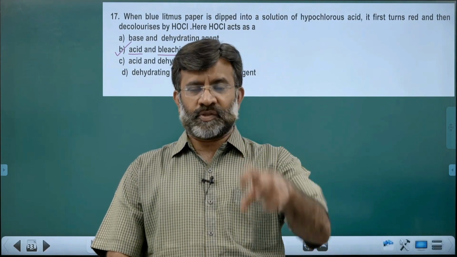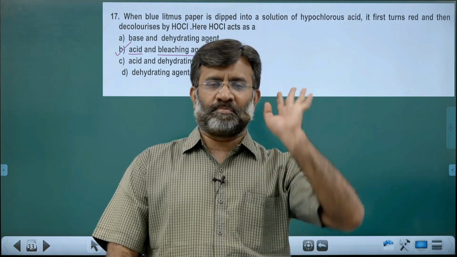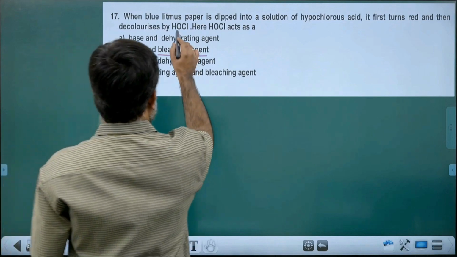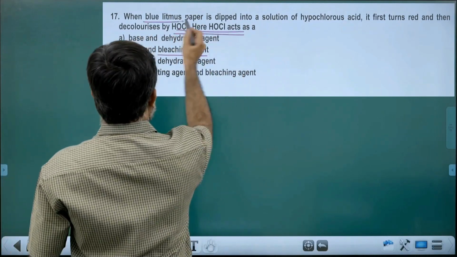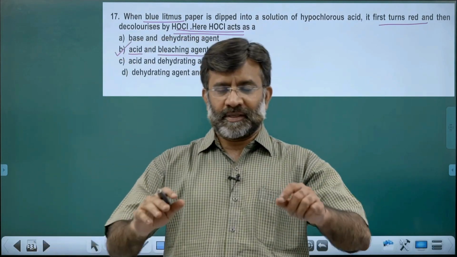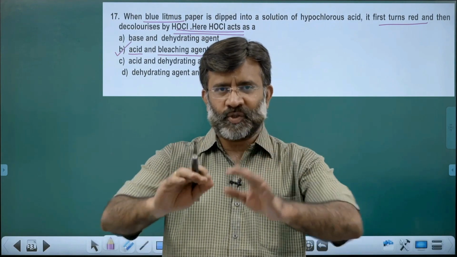Because it is a bleaching agent, that red color finally disappears, bleached. Hope it is clear. See, this is an acid. Therefore, blue litmus turned red. Hope it is clear. Now, this is also liberating nascent oxygen. So, it acts as a bleaching agent.